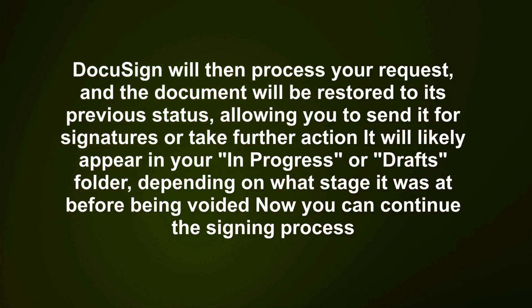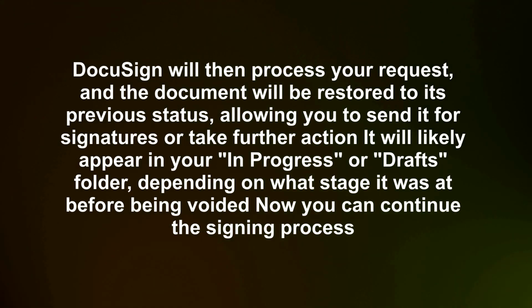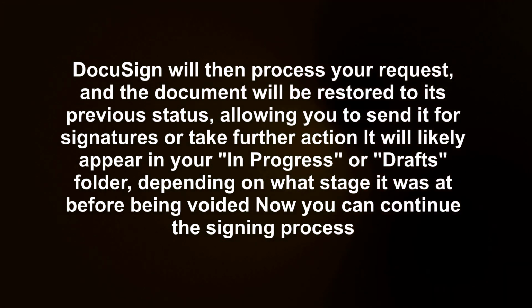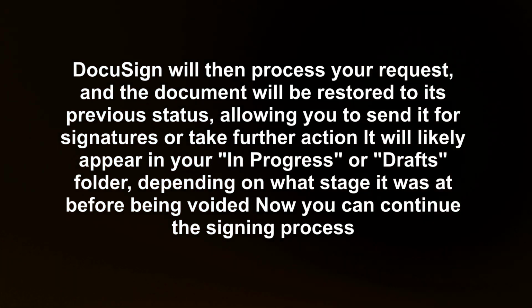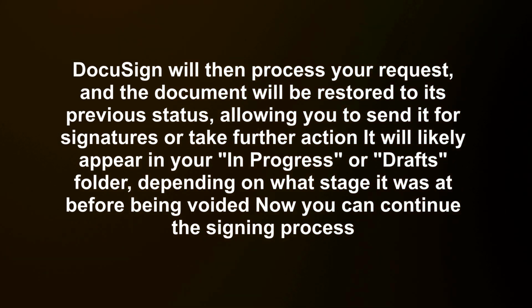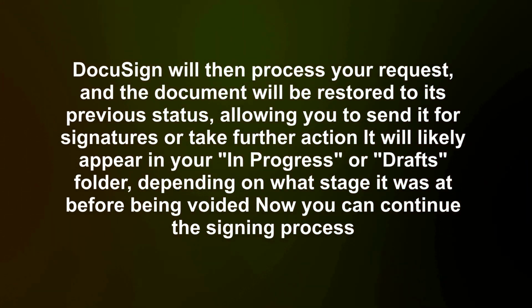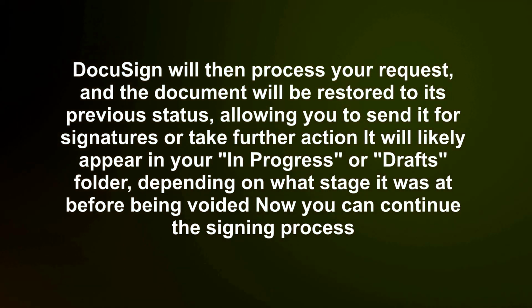Docusign will then process your request, and the document will be restored to its previous status, allowing you to send it for signatures or take further action. It will likely appear in your In Progress or Drafts folder, depending on what stage it was at before being voided. Now you can continue the signing process.